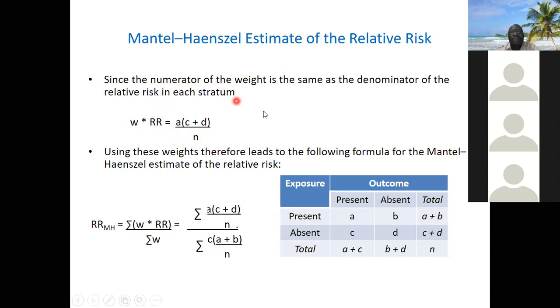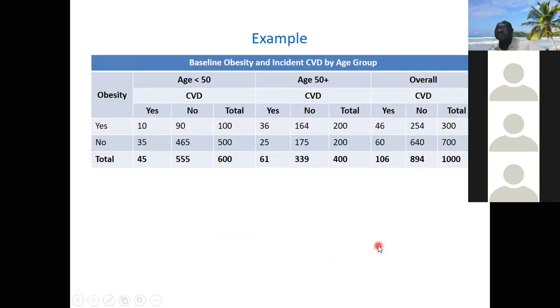Since the numerator of the weight is the same as the denominator of the relative risk, you can write this one like this. So the formula for the Mantel-Haenszel ratio, which is the summation of weight times each odds ratio over the total of the weights, can be written like this. We have an example so that we solve it. Let's do the example, maybe it will help you understand it, and we now run it with SPSS.